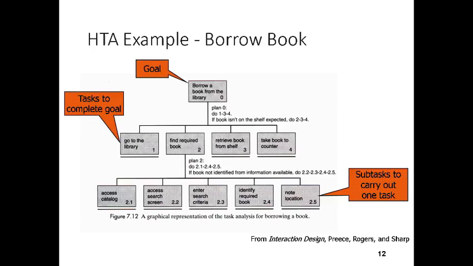Okay, and let's take a look at step 2 here, finding the required book. In order to accomplish this task, you have to complete all of the subtasks. So step 2 has subtasks. To find the required book, you have to access the catalog, access the search screen, enter the search criteria, identify the required book, and then finally note the location. All of these things need to be done in order for you to go find that required book. Okay, so that's just one example.